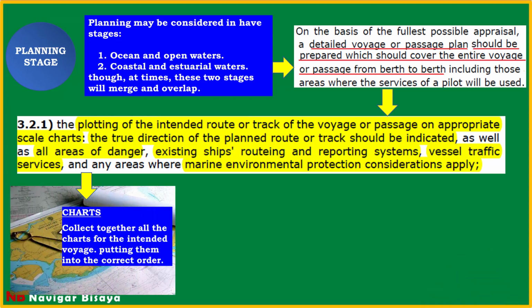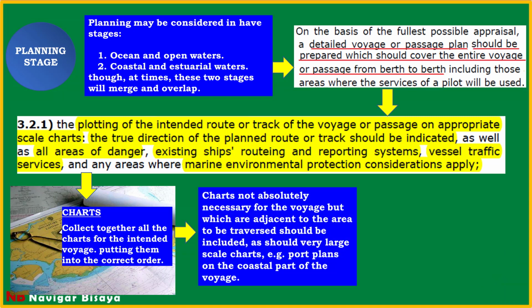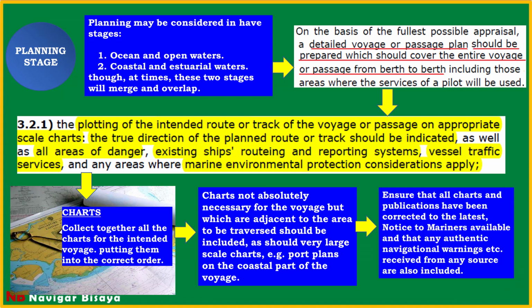In this stage, charts will be collected together, all the charts for the intended voyage, putting them into the correct order. Charts not absolutely necessary for the voyage, but which are adjacent to the area to be traversed should be included, as should very large-scale charts or plans on coastal parts of the voyage. The officer will ensure that all charts and publications have been corrected to the latest notice to mariners available, and that any authentic navigational warnings received from any source are also included.